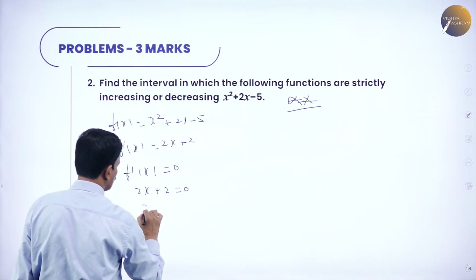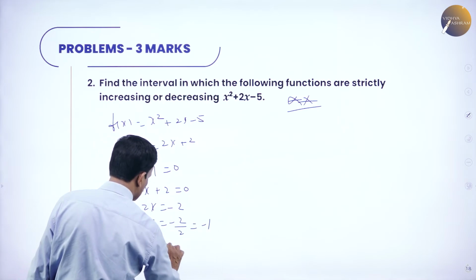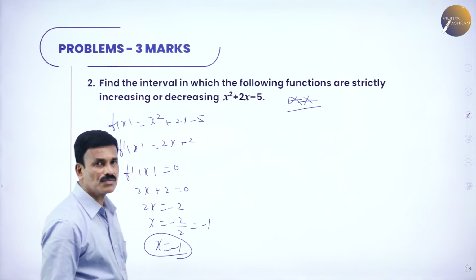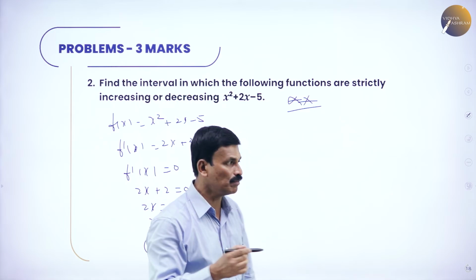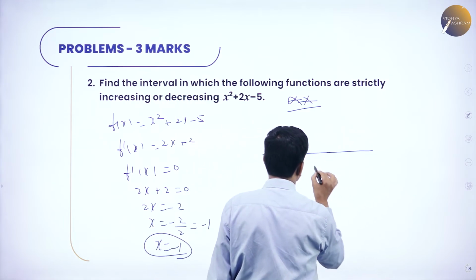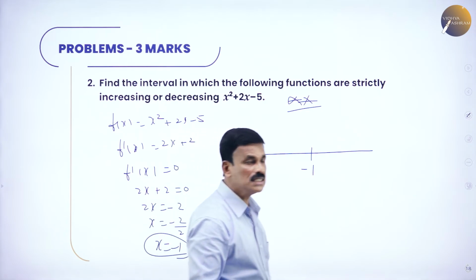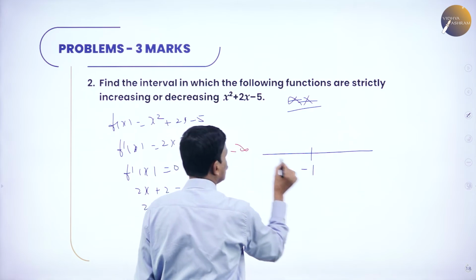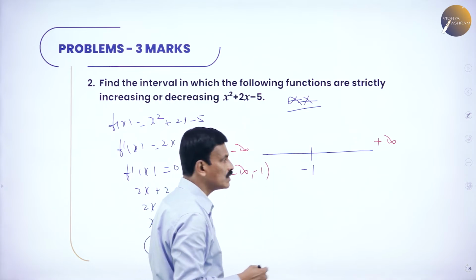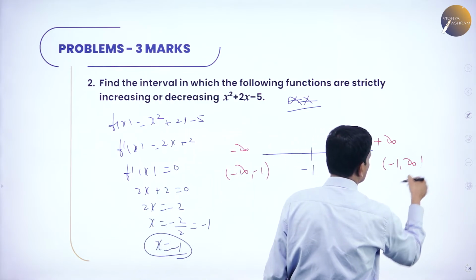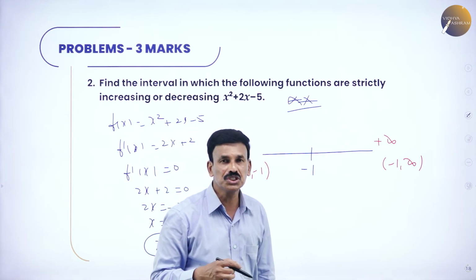For the function to be strictly increasing or decreasing, f dash of x is equal to 0. That is 2x plus 2 is equal to 0, so 2x is equal to minus 2. X is equal to minus 2 by 2, which is equal to minus 1. Let us divide x is equal to minus 1 into two disjoint intervals on the number line. This is the number line, with minus 1 marked, minus infinity and plus infinity. So minus infinity comma minus 1 and minus 1 comma infinity are the two disjoint intervals.